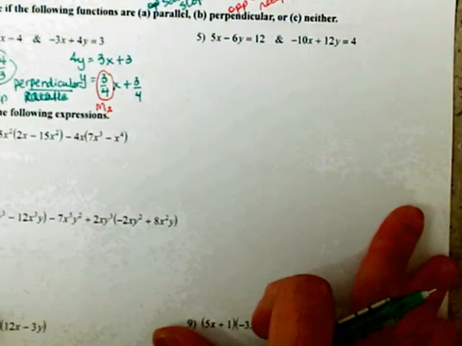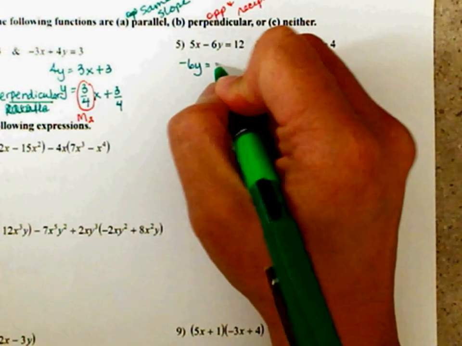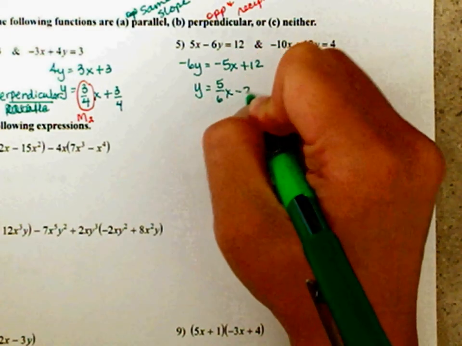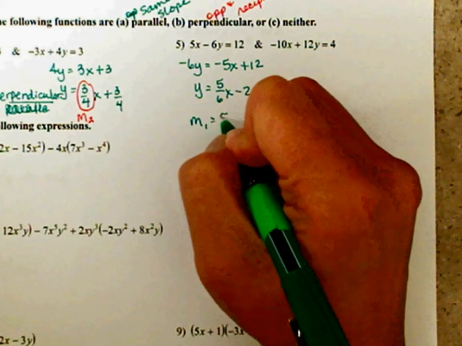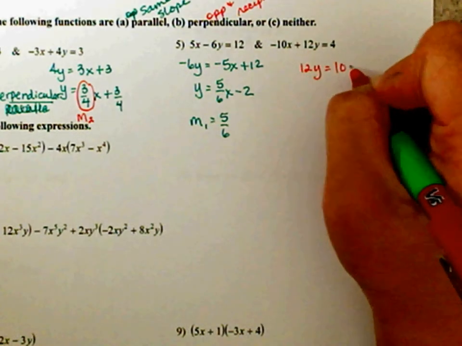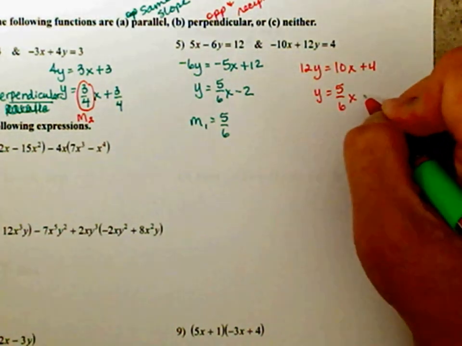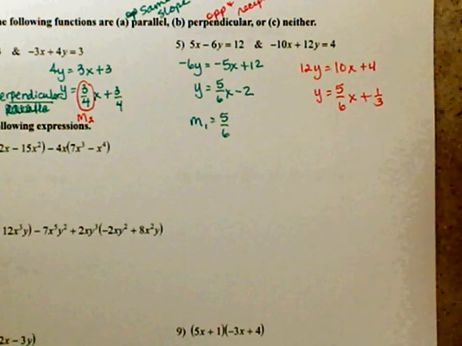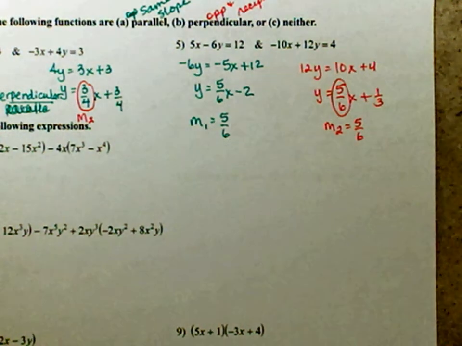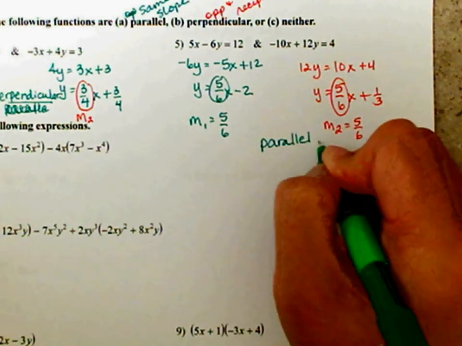On number 5, that's not in slope-intercept form. Let's rewrite it in slope-intercept form. Negative 6y minus 5x plus 12. Y is equal to 5 over 6x minus 2. So your slope right here is 5 over 6. Let's look at that one. 12y is equal to 10x plus 4. Y is equal to 5 over 6x plus 1/3, because I divided by 12 divided by 12. Take a look. So the slope of the second one is 5 over 6, and the slope of the first one is 5 over 6. They are exactly the same, so these are parallel.